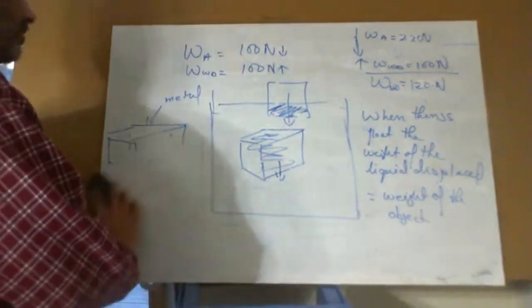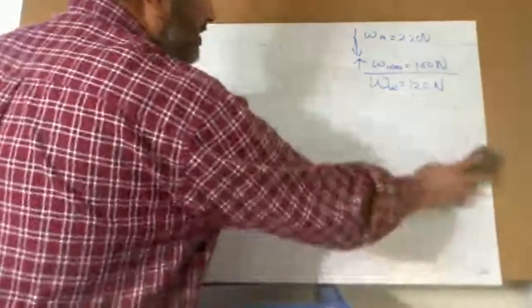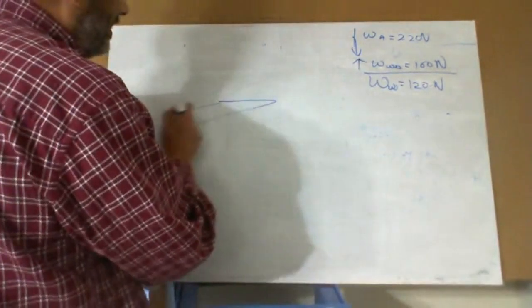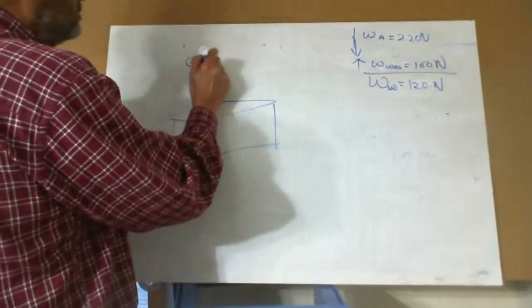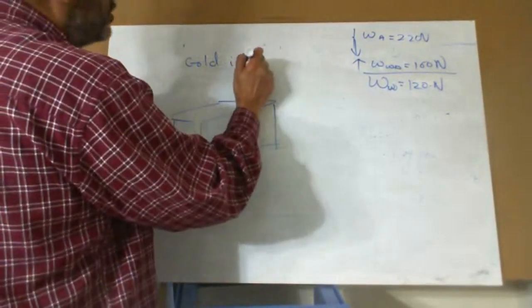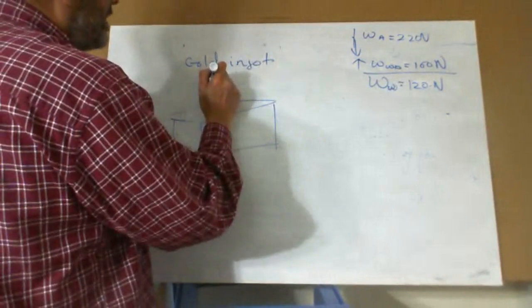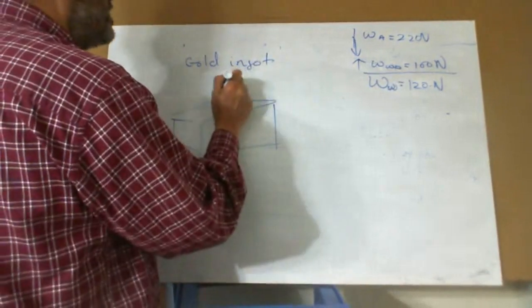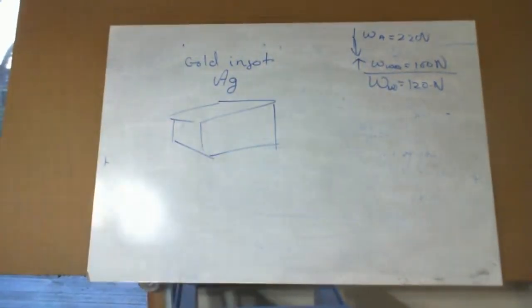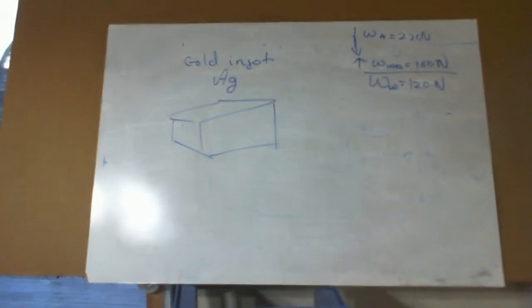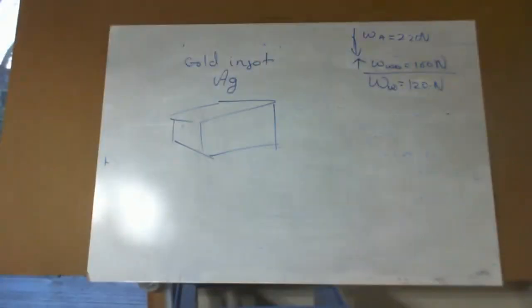Now, the reason why it's called Archimedes' principle is the story goes that there was a king and he had a gold ingot, a piece of gold, I-N-G-O-T, ingot. By the way, gold, the symbol is Ag. Okay, I think it's Ag. I always confuse myself because I know silver is AU, I believe.